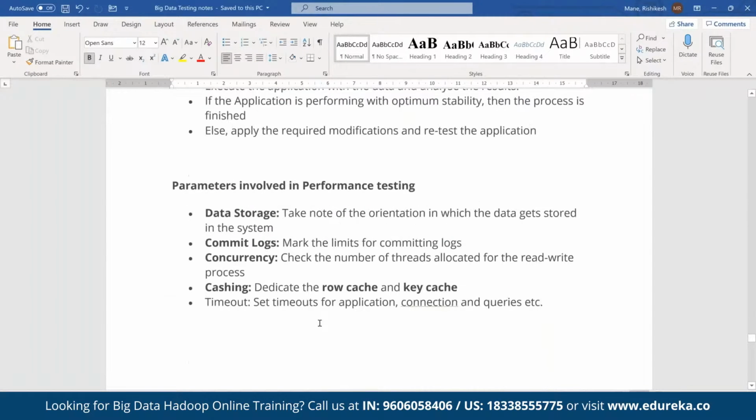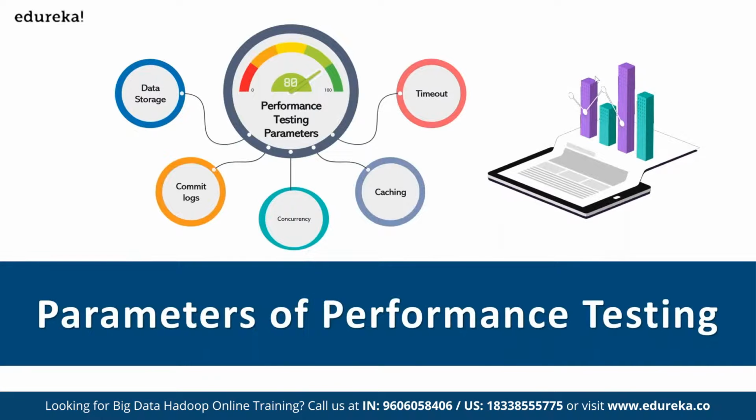The very first one, as you can see on the screen, is data storage. Take note of the orientation in which the data gets stored in the system. Then commit logs: mark the limit of committing logs. In many systems, especially Hadoop, when you exchange your data across the nodes, there is a name node which needs to have these edit logs, commit logs, accounted for, and then to build the metadata in its memory. So commit logs.